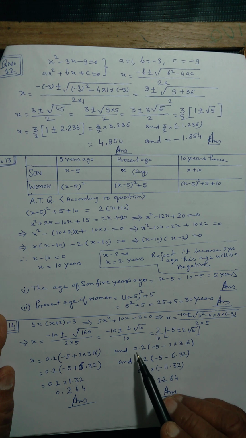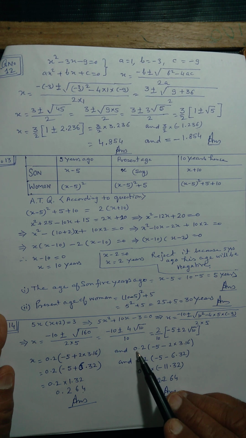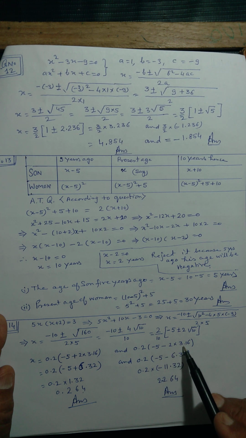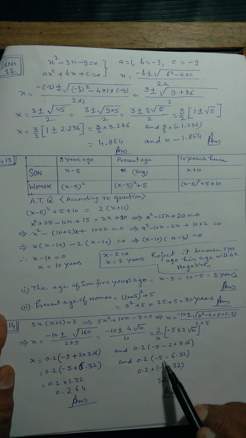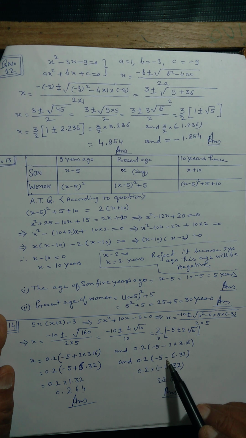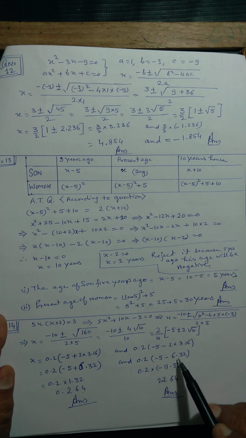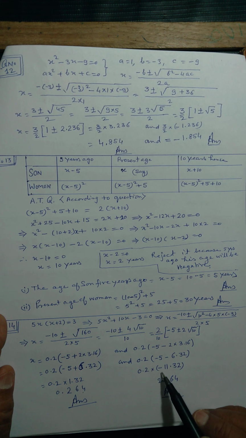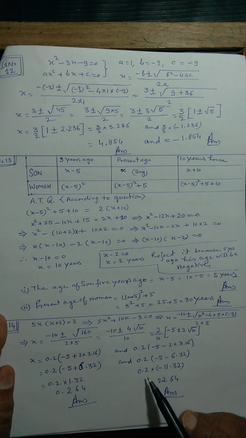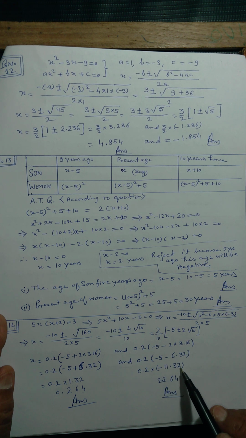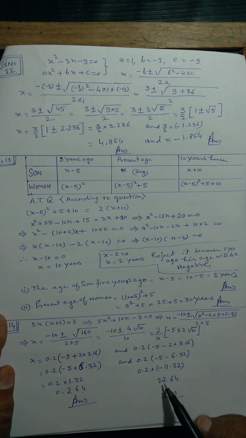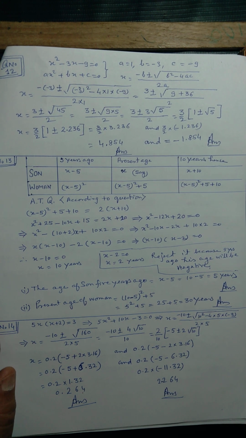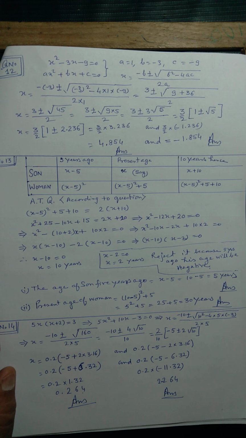0.264. In the second way, 0.2 inside the bracket minus 5 minus 2 into 3.16. You just see minus 5 minus 6.32 inside the bracket and outside there is 0.2. Multiply it, 0.2 into minus 11.32. You will get 2.264. This will be the answer for question number 14. Now proceed to question number 15.